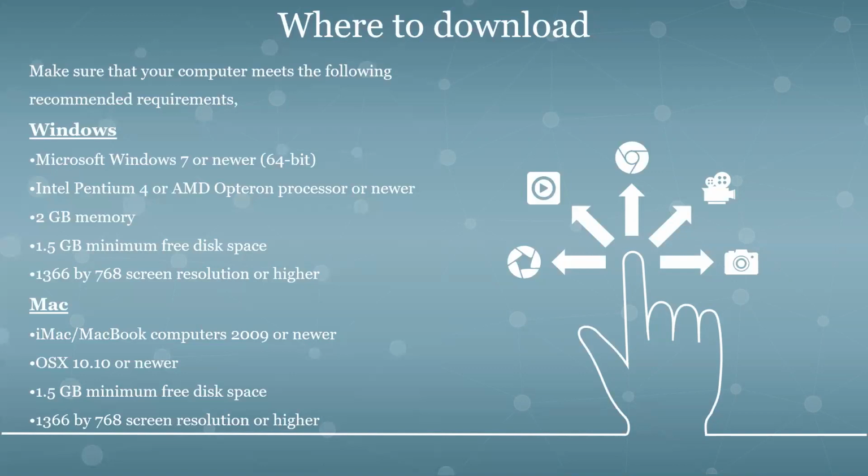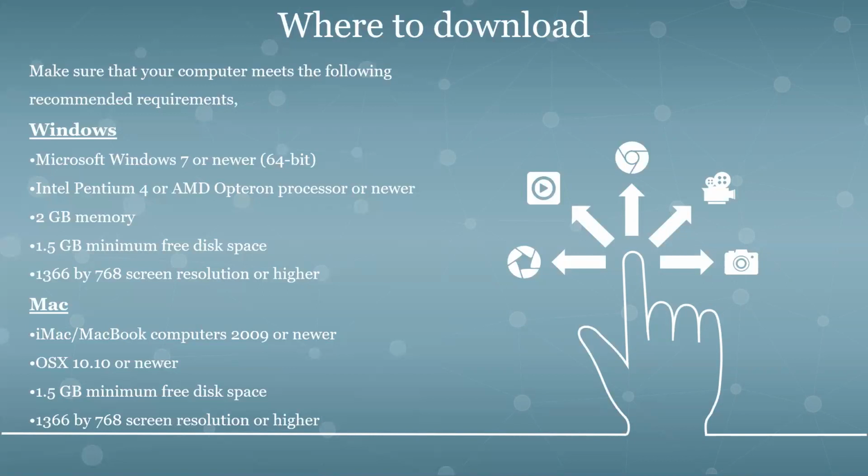For Microsoft Windows 7 or any newer, Intel Pentium 4 or AMD Opteron processor, 2 GB memory, 1.5 GB minimum free disk space, and 1366 by 768 screen resolution or higher. That is for Windows. For Mac, iMac or MacBook computers 2009 or newer, OS X 10.10 or newer, 1.5 GB minimum free disk space, 1366 by 768 screen resolution or higher.